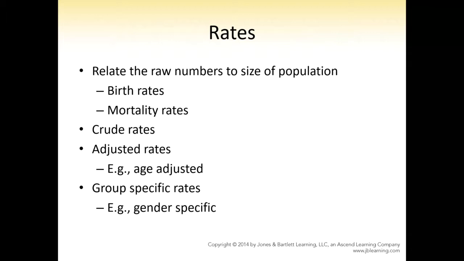So oftentimes you'll see in epidemiology this idea of rates, and they relate raw numbers to a population. So what are the birth rates? How many out of 100,000? Mortality rates: how many people are dying out of 100,000? And then sometimes the crude rates are just the raw numbers, the raw rates. And sometimes they're adjusted and age adjusted. So it could be between ages 20 to 25 or over 45. Or it could be group specific: gender, for example, ethnicity, religion, occupation.